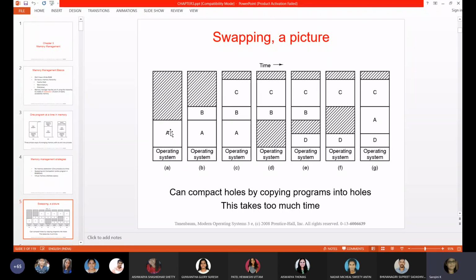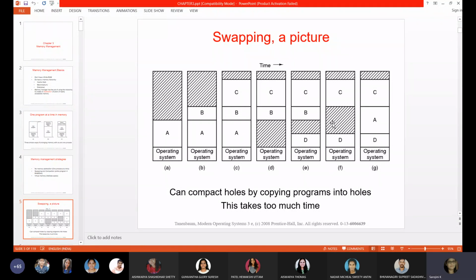Why? Because maybe by the algorithm, process A came first to memory, so process A is swapped out. When it is swapped out, where will it go? It will go to the disk, because later it should come again. Now there is free space, and process D came.